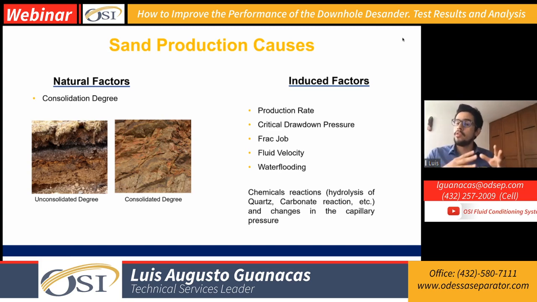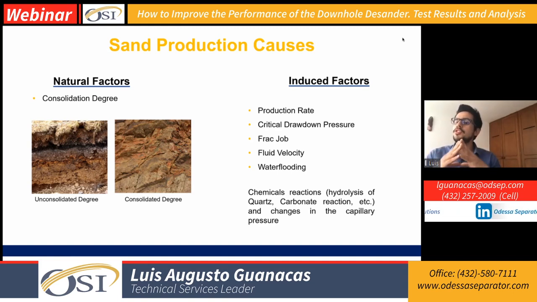they have secondary recovery, and they use water flooding. Water flooding is one of the main causes of artificially produced sand, for many reasons. One of the reasons could be the composition of the water. The incompatibility between the water and the rock can cause chemical reactions like the hydrolysis of the quartz. We can have carbonate reactions. A carbonate reaction is going to remove the cement that keeps the sand grains coalesced or bonded. When we do this, that's going to cause sand production.